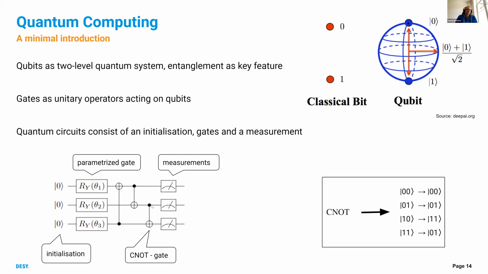What it does is it flips the second bit only if the first bit is in state 1. And the classical analog would be a reversible XOR gate. And this gate is often used in combination with a parametrized gate to create entanglement. And entanglement is a particularly unique feature in quantum mechanics, and it is one of the key features of quantum computing.